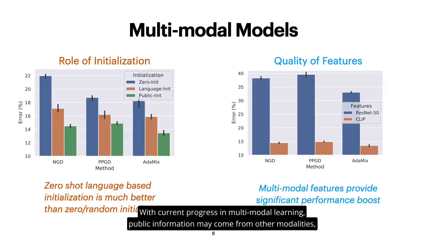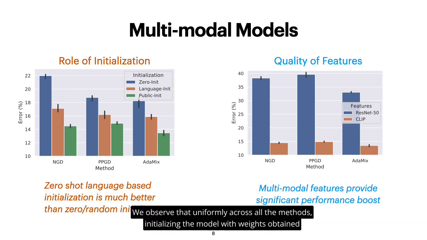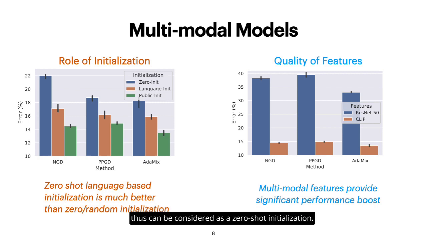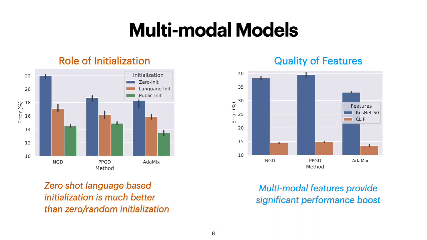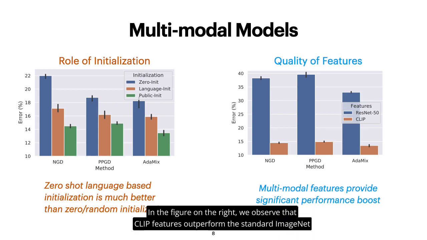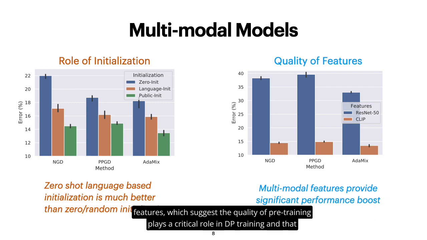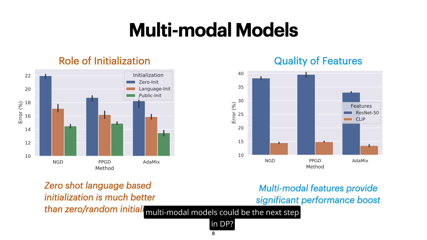With the current progress in multimodal learning, public information may also come from other modalities such as label names. We observe that uniformly across all the methods, initializing the model with weights obtained from language embeddings from CLIP significantly outperforms zero or random initialization. Language initialization only contains label information and not the actual images, and thus can be considered a zero-shot initialization, while public initialization, which also contains visual information about the task, outperforms this. In the figure on the right, we observe that CLIP features outperform the standard ImageNet features, which suggests that the quality of pre-training plays a critical role in DP training, and that multimodal models could be the next step in DP.